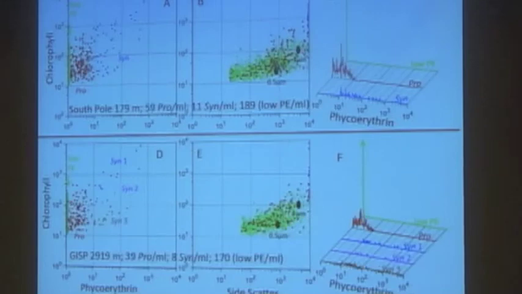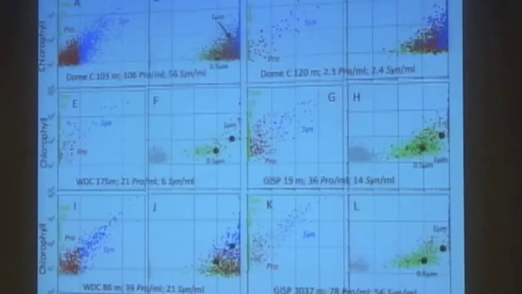Greenland at 2,919 meters. The same pattern shows up everywhere you look. Not identical, but similar enough. We never see anything way over in this part of the plot that has a lot more phycoerythrin, or way up here at the top, which has a lot of chlorophyll. Again, I'm repeating, giving more examples.